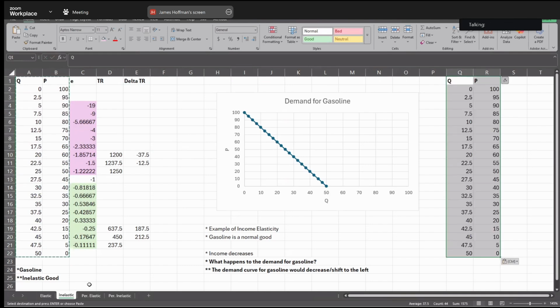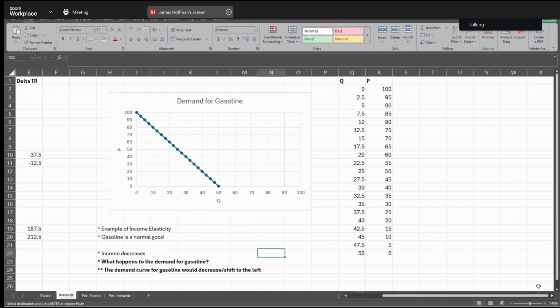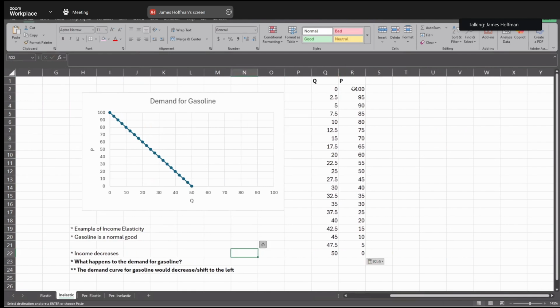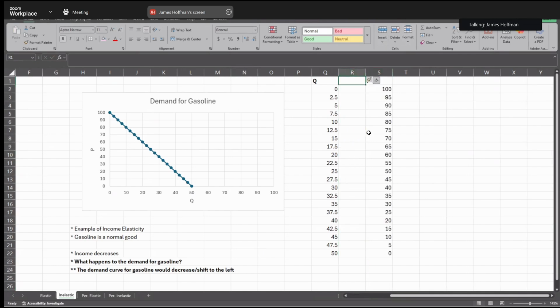So if I were to take these original prices and quantities, all right, and then we make a Q star. So Q star would be the new demand for gasoline after income went down. So we know that going down means that there's going to be a little bit less demand at each price. So let's just subtract one from all, or subtract two. So it equals this minus two.